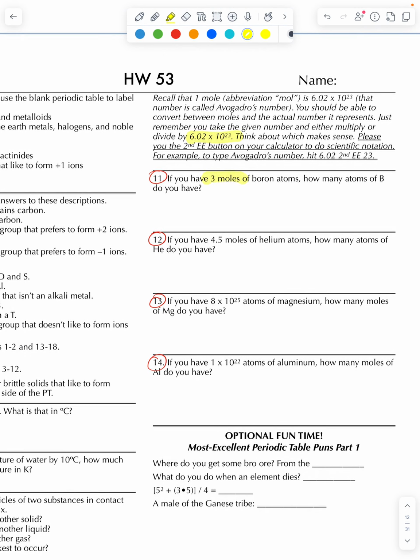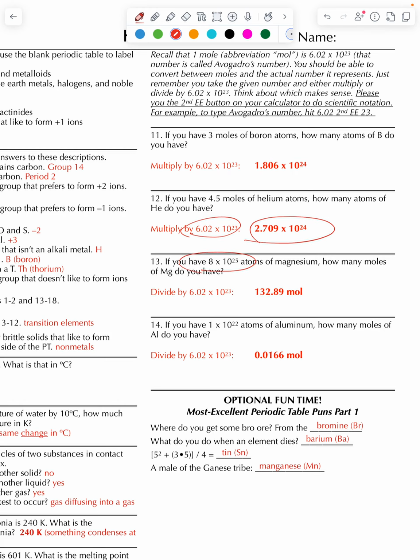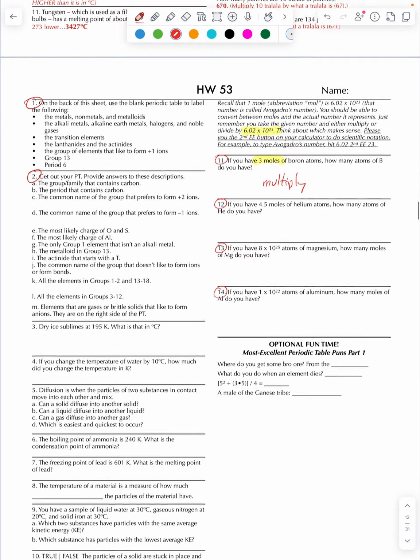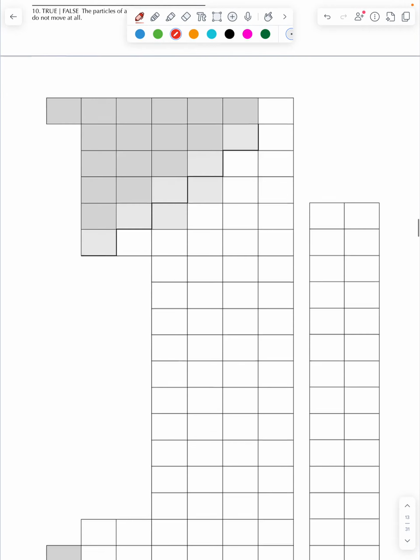But 13 is the opposite. I'm giving you the actual number, and I want to know how many moles that is. So for those, you're going to divide. And if you don't remember, write that down on your cheat sheet. Say, if I'm given moles and I want actual number, multiply by 6.02 times 10 to the 23rd. If I'm given the actual number and I want moles, divide by 6.02 times 10 to the 23rd. You see what I mean? There's no excuse not to get it, because you can write that on your cheat sheet.